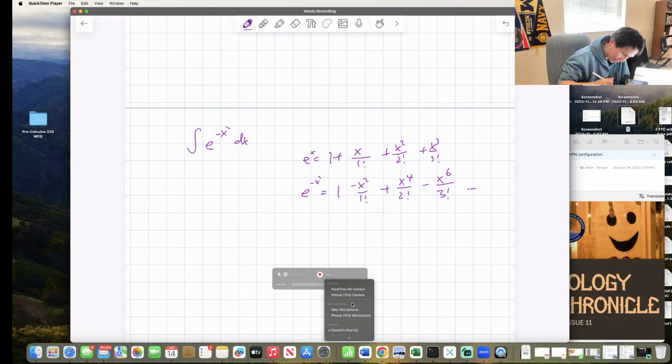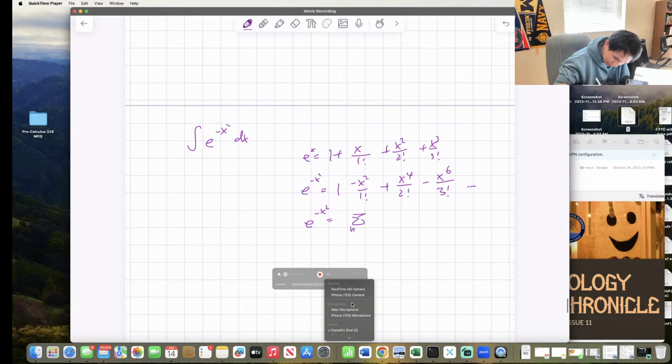Then with that, I can say e to the negative x squared is equal to the summation from n equals 0 to infinity. The first term is 1, and it has alternating signs: positive, negative, positive. So it has to be negative 1 to the n. Now the x is always an even power, so it'll be x to the 2n over n factorial.